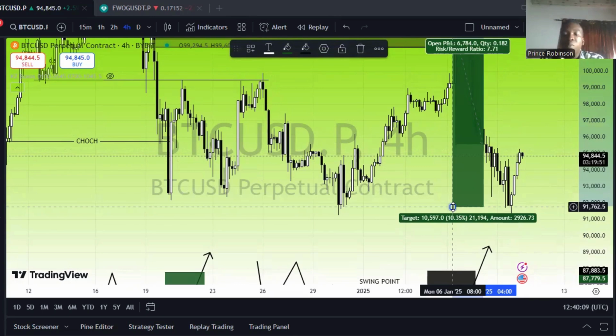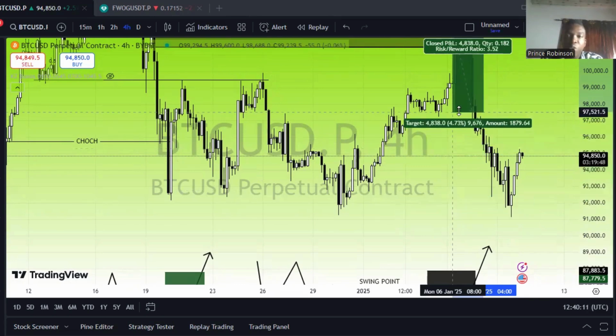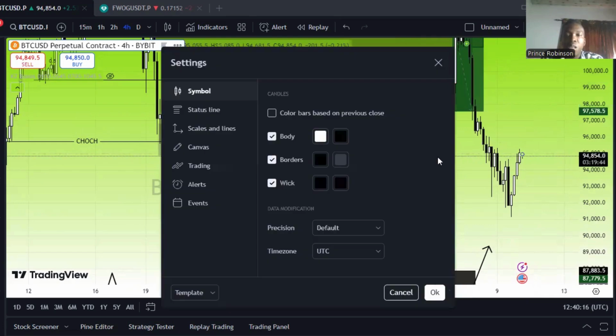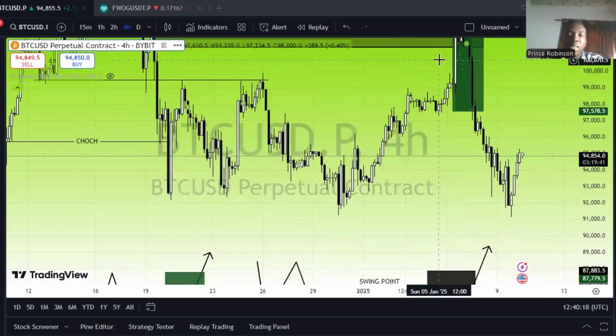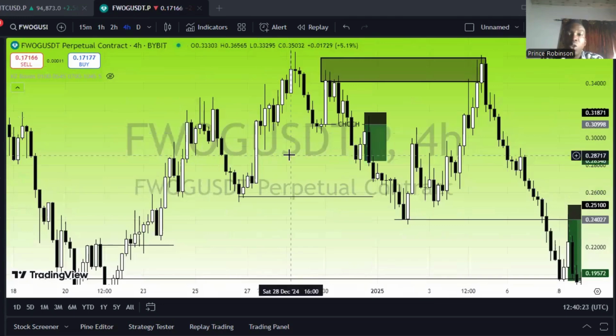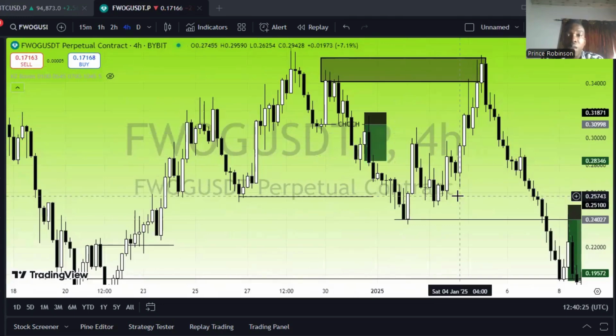Discipline will always remain the key. Your TP should be at the next available swing. Your TP should be at the next available swing. All right? That's where you should place your TP, at the next available swing.